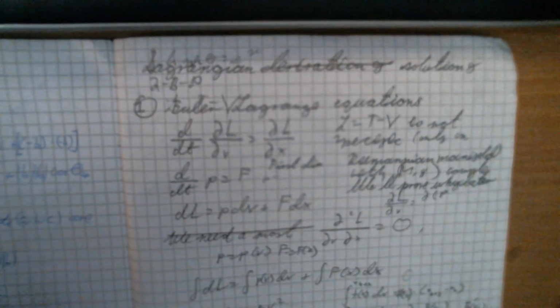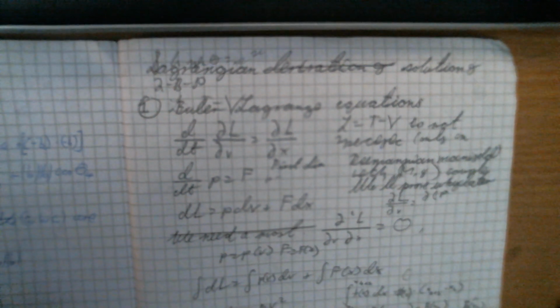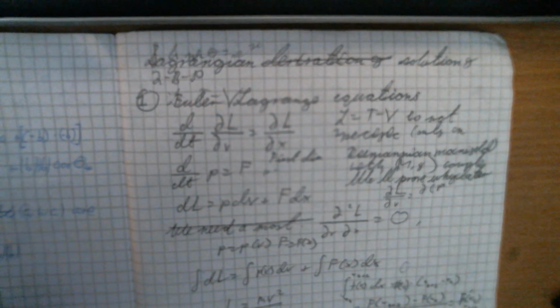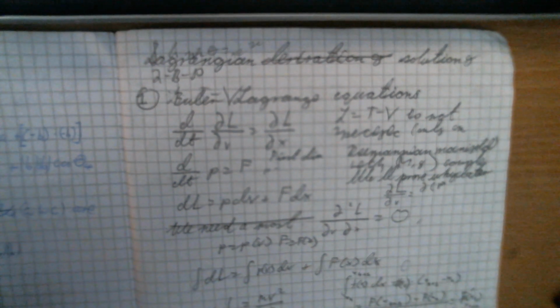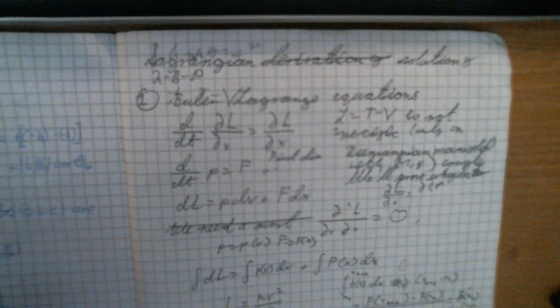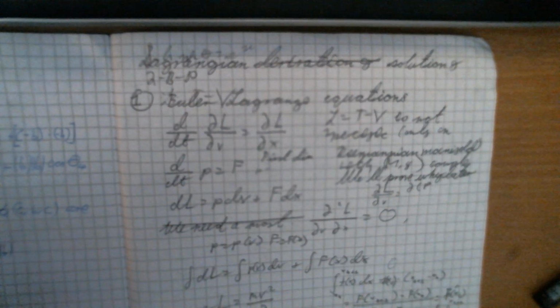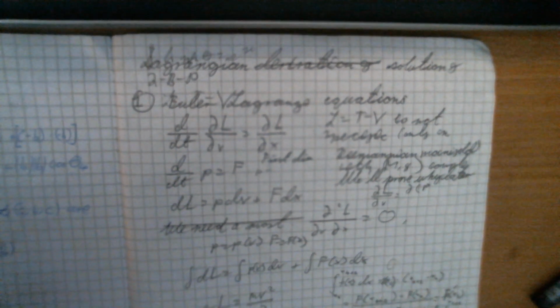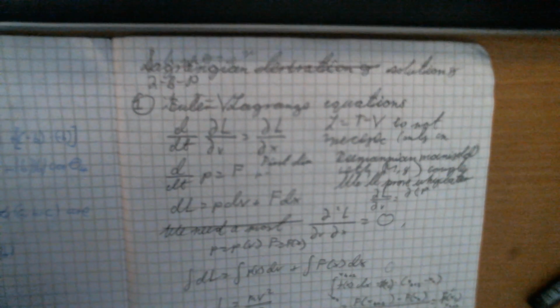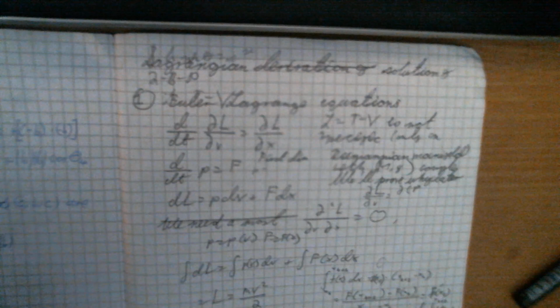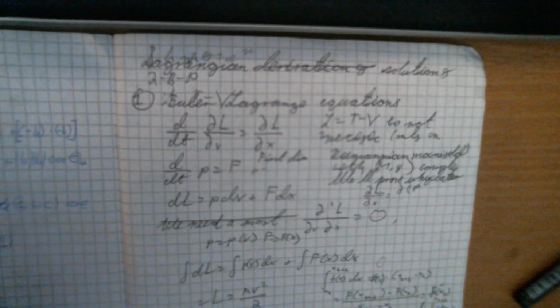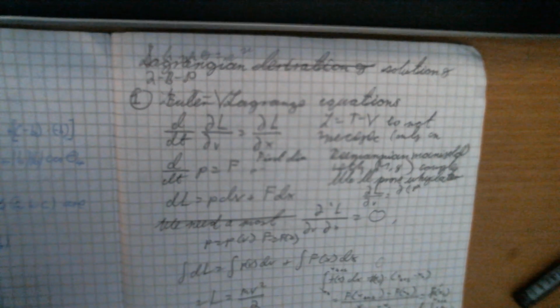Hello everyone, we're going to be talking about the Euler-Lagrange equations, as you can see here. The Euler-Lagrange equations are where the derivative with respect to time of the partial derivative of the Lagrangian with respect to a derivative of a measurement is equal to the partial derivative of the Lagrangian with respect to said measurement.